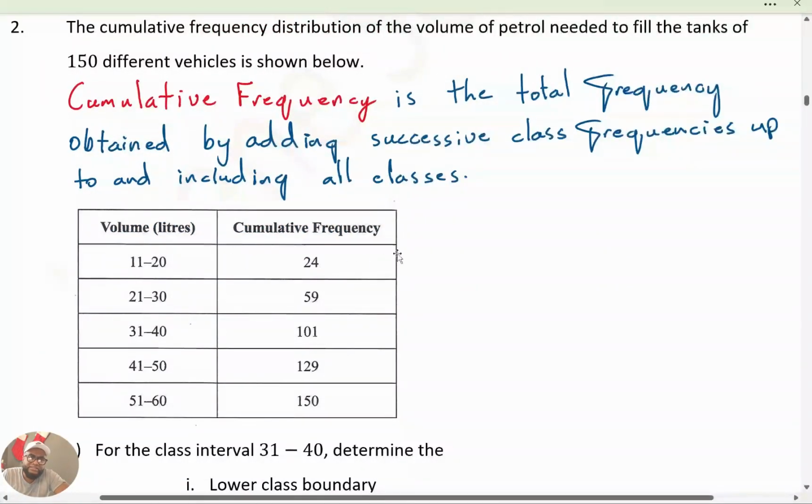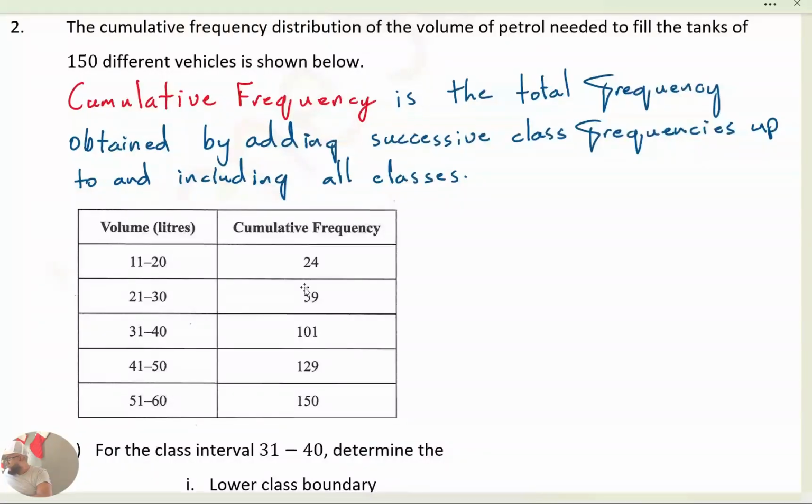So this basically means that your first frequency, they did not give us a frequency column here, but your first frequency would have been 24. Your second frequency would be 59 minus 24, which will give me the second frequency. This is your cumulative frequency, which is obtained by adding, coming down. You all hear me clear? I find I lose you all for a while there.